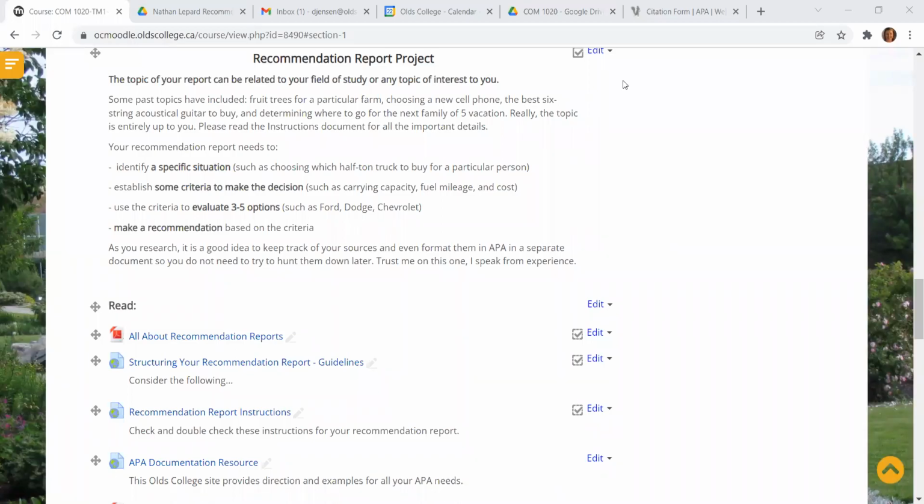I thought I would walk us through some of the report criteria, examples, instructions, rubric, all those sorts of things, the resources that we have there.